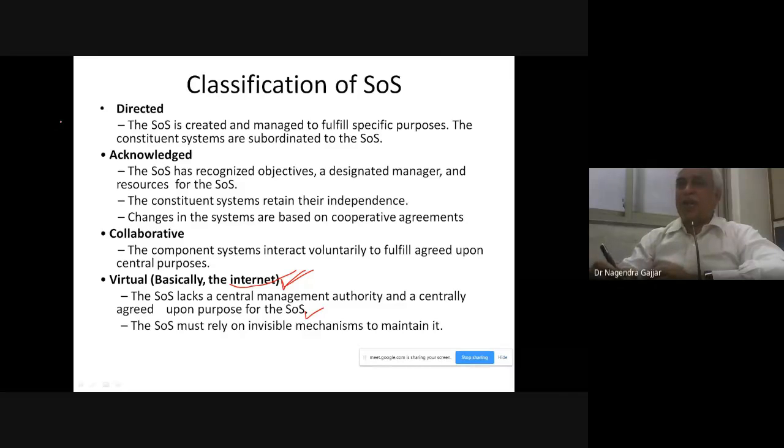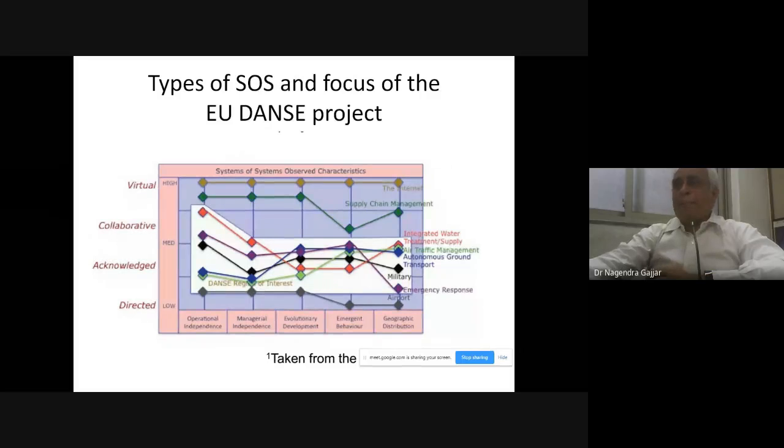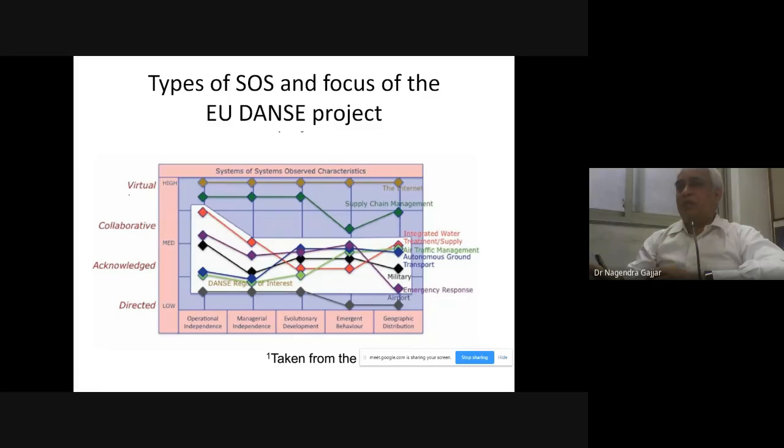We have to decide whether my system will be a directed system, an acknowledged system, a collaborative system, or a virtual system. In terms of my traits, whether it is operational independence, managerial independence, evolutionary development, emergent behavior, or geographic distribution, we have a level represented as low, medium, or high. So when I say internet, it is all operational independence, managerial, evolutionary development, emergent behavior, and geographic. So internet is, by all means, high.